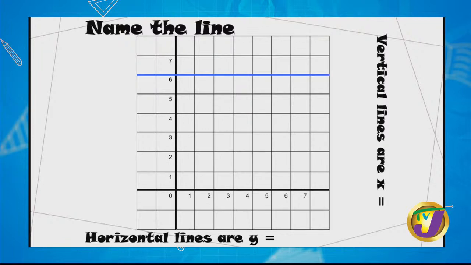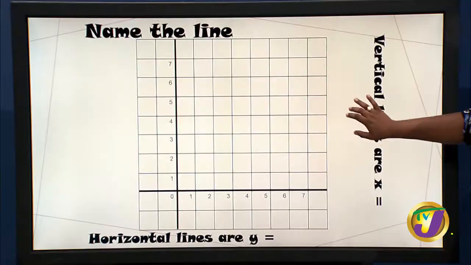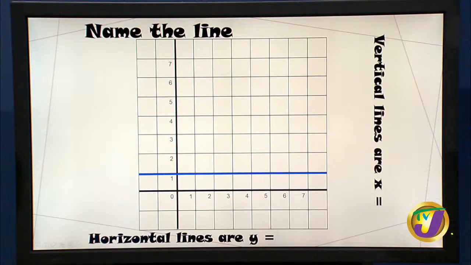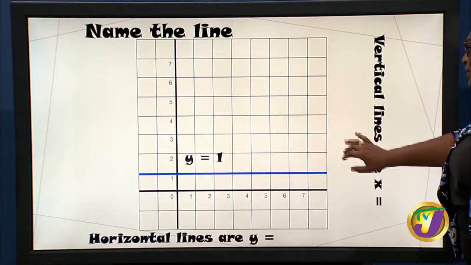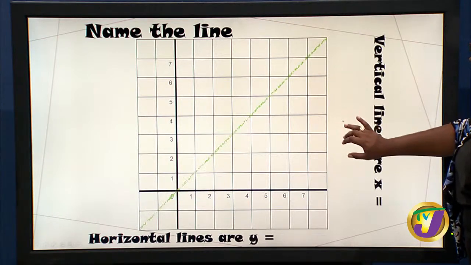Nice. All right. Guess that line. So our horizontal line again. It cuts my y-axis at 1. So what is it? y equals 1. These are too easy for you now. All right. Let's see. Do we have one more?